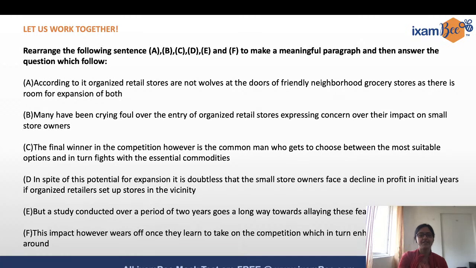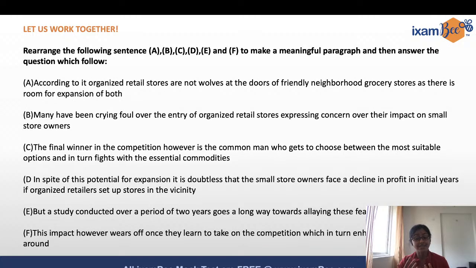Yes, very good, Tejashvi. Very good. Yes. Look at sentence number D. Sentence number D is telling you more about the study. Yes, it's giving you a new fact. It's telling you that in spite of this potential for expansion, it is doubtless that the small store owners face a decline in profit. Yes, there is a scope for expansion. Definitely, we cannot undermine that. But in spite of everything, we need to accept the fact that there might be a decline in profit.